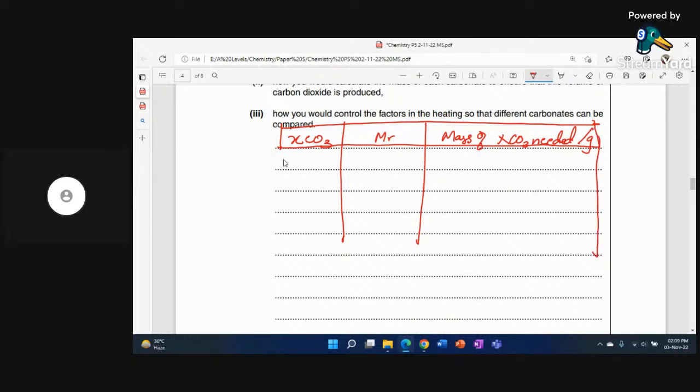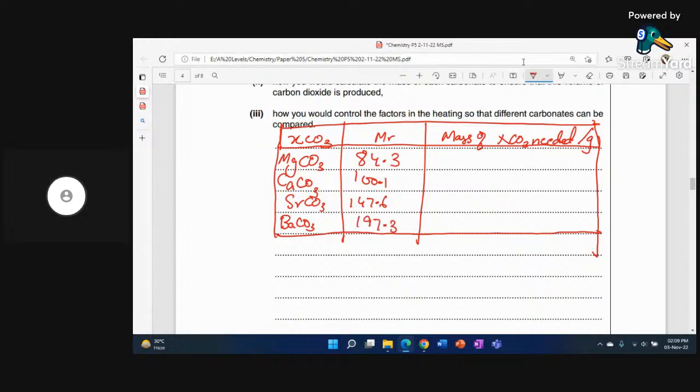And now X carbonate will be magnesium carbonate, calcium carbonate, strontium carbonate, and barium carbonate. Now find their Mr, please. Okay, Mr is 84.3, 100.1, 147.6, 197.3. Now the mass of XCO3 needed.